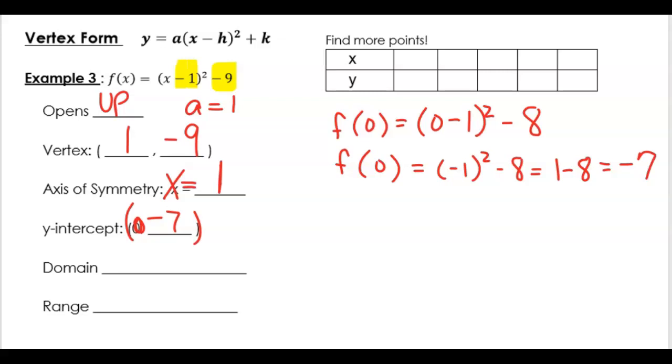In order to graph it, I need some points. Is it a good idea just to pick random points and throw them in my table? No, you want to put your vertex point in the middle of your table. And you'll let me make a mistake. What's my mistake?